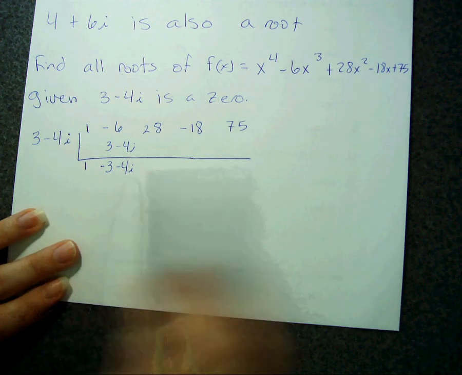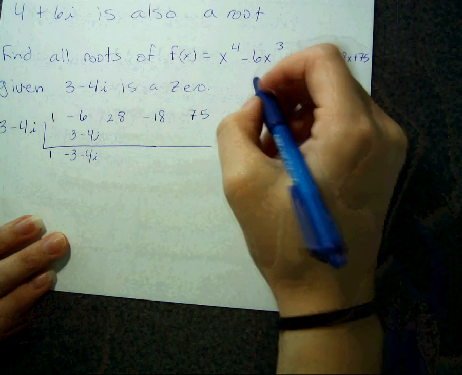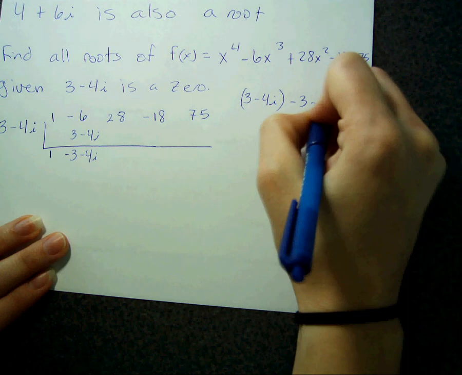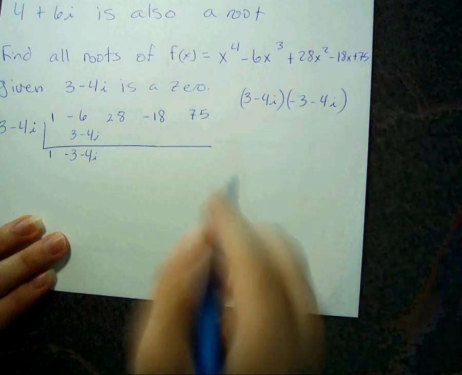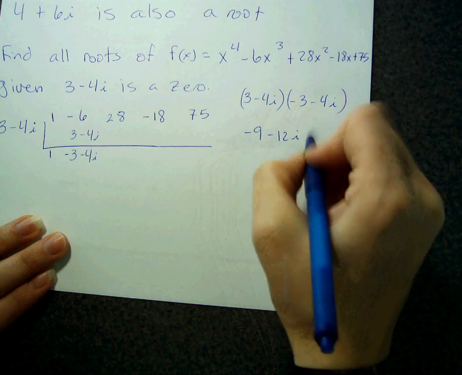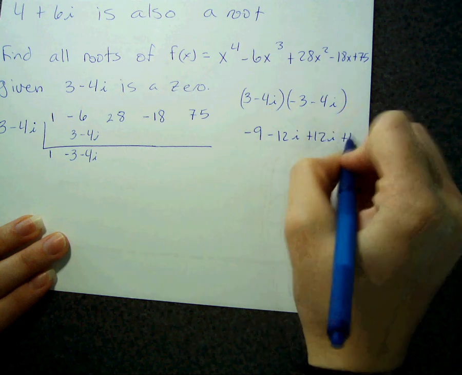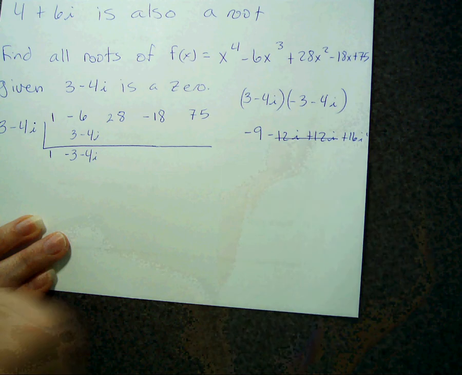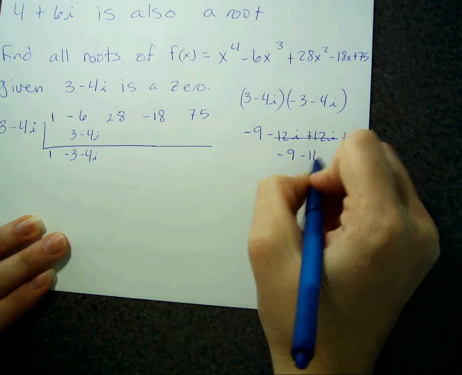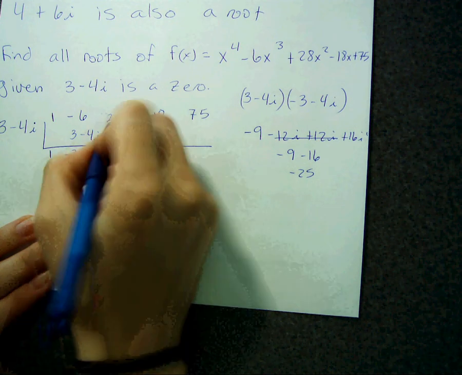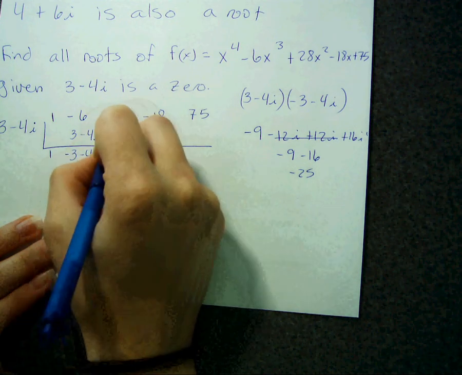3 minus 4i times negative 3 minus 4i. I'm going to come over here to the side and multiply these together real quick. 3 minus 4i times negative 3 minus 4i. Just distributing, I get negative 9 minus 12i plus 12i plus 16i squared. My 12i's cancel out. I get negative 9 minus 16, which gives me negative 25. So I'll put the negative 25 in here and add.